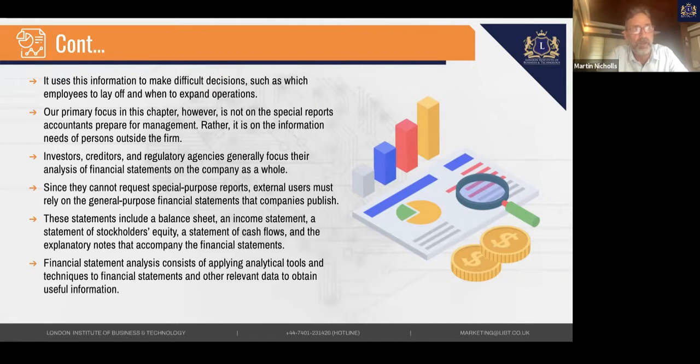And of course, publicly listed companies are the ones that produce annual reports that are publicly available. Private companies don't usually publish them, but they're obviously available to their various stakeholders as well, their directors, their board, and their investors and all that type of thing. But that financial statement analysis, so we have the financial statements. The financial statement analysis consists of applying analytical tools and techniques to these financial statements and other relevant data to obtain the information that we need.